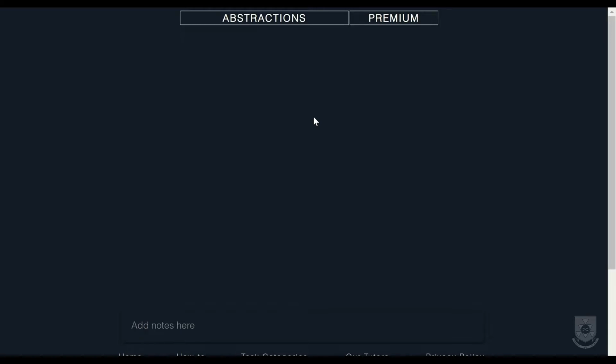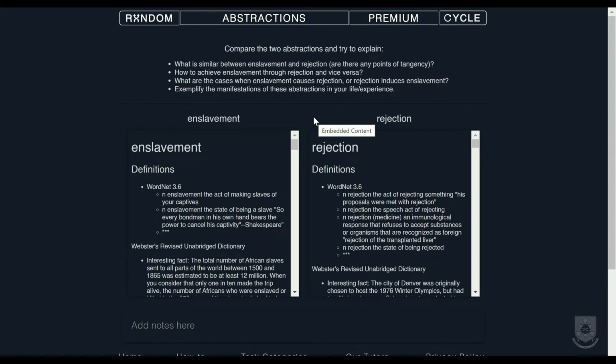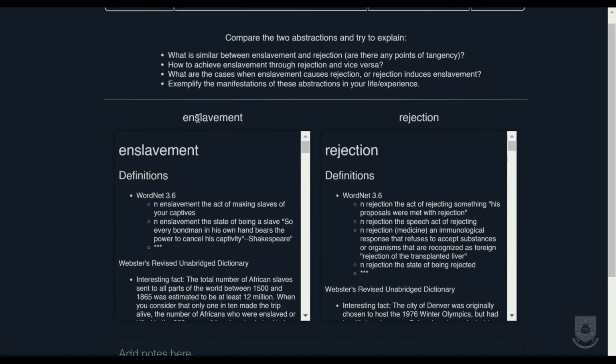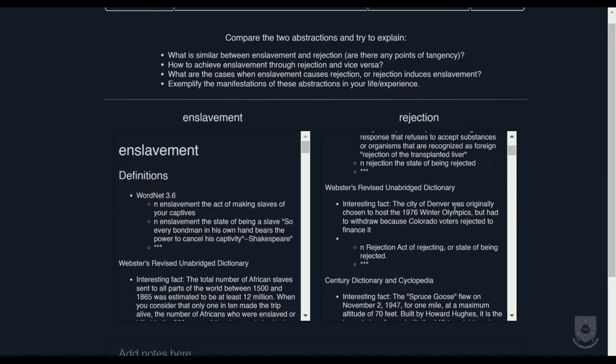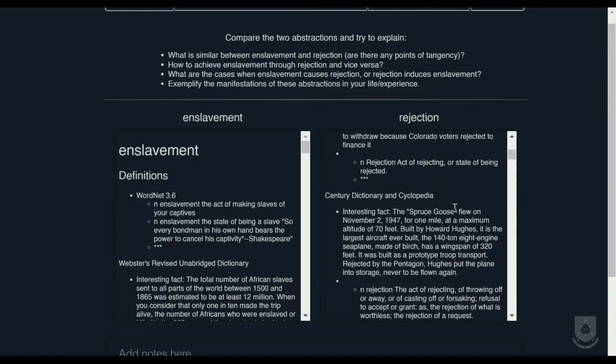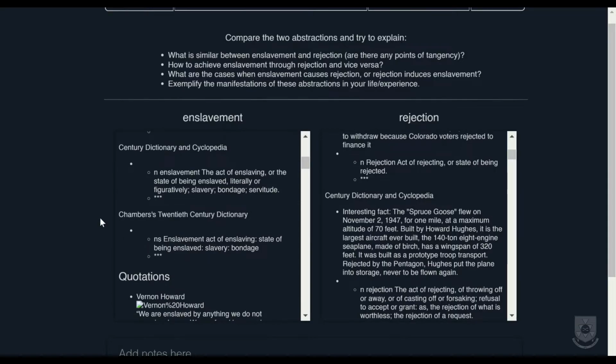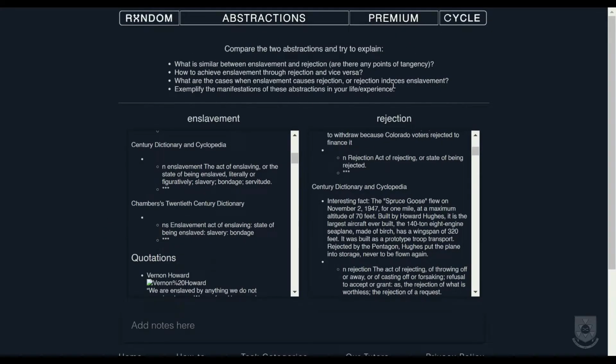Abstractions is about advanced reasoning, and it's a bit tricky, even in the mother tongue, as students say. We have to combine enslavement and rejection. Well, this is quite simple, because we have to explain why enslavement may lead to rejection and vice versa. What are the cases when enslavement causes rejection or rejection induces enslavement? Some terms may be unclear, as our colleagues say, even for them. So, of course, this is why we have dictionary entries, and you can read the definitions, and then you can try to even give some examples of enslavement and rejection in our experience, in our life. I suppose we have been rejected so many times. It's quite ordinary. And enslavement, well, this is about our COVID situation, I believe. This is certainly enslavement.